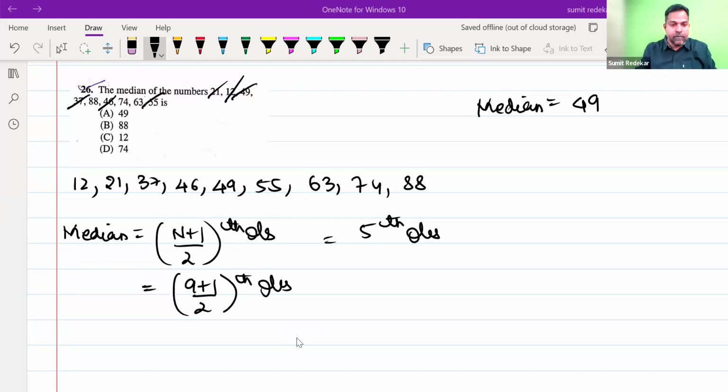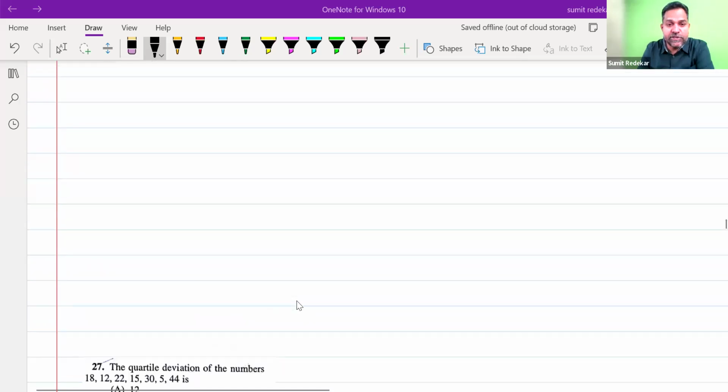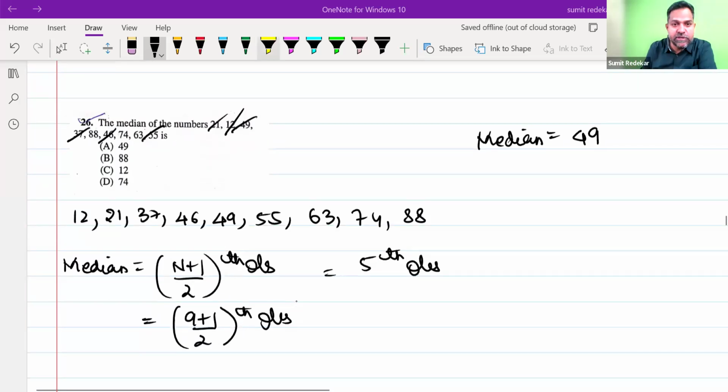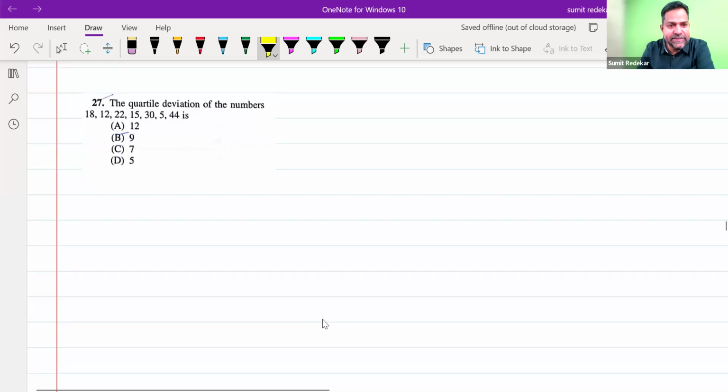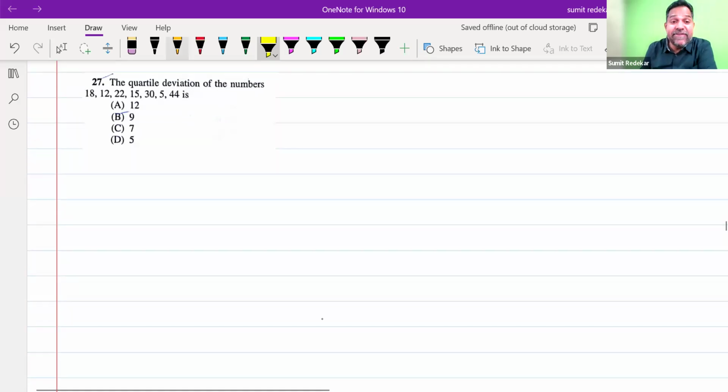That was question number 26. Moving on to question number 27. So the answer to question number 26 is 49. That is A. Moving on to question number 27. Quartile deviation of the numbers. Well, to find quartile deviation, I first need to find the quartiles.